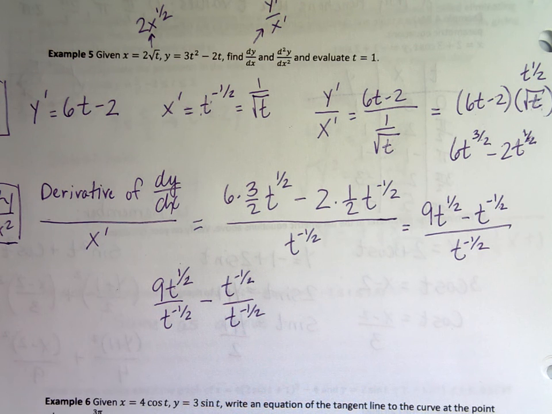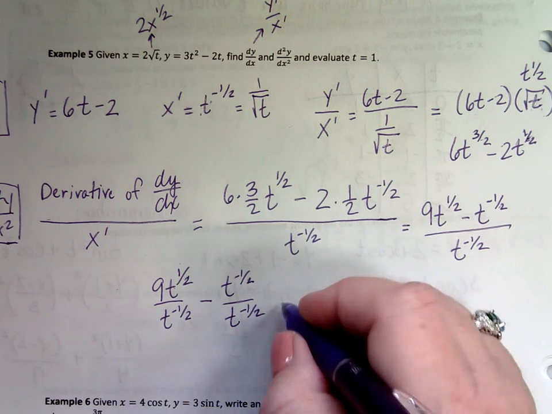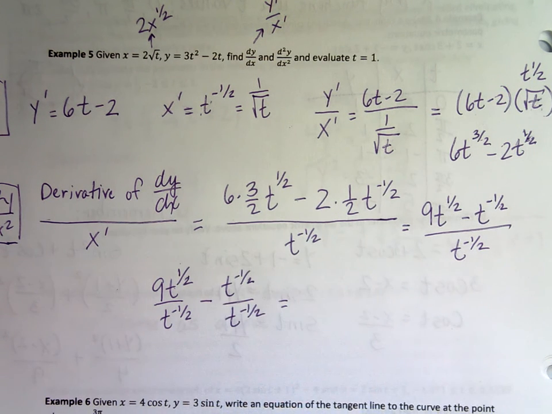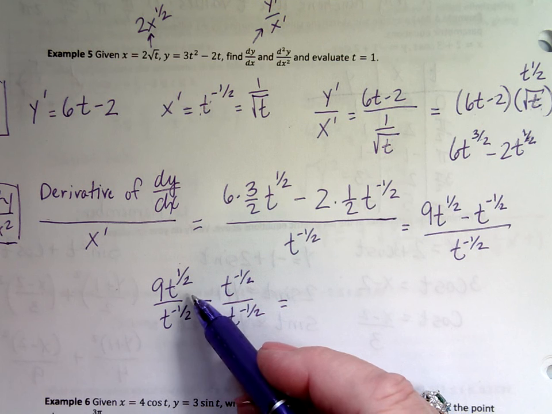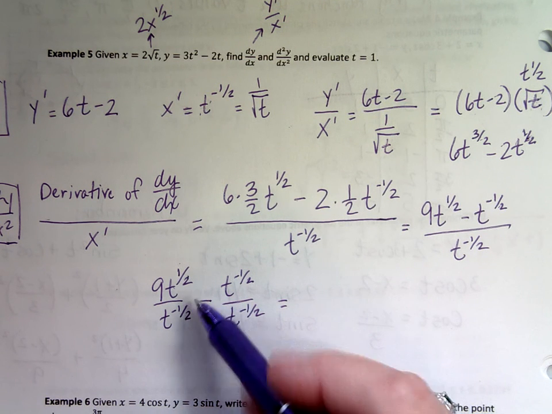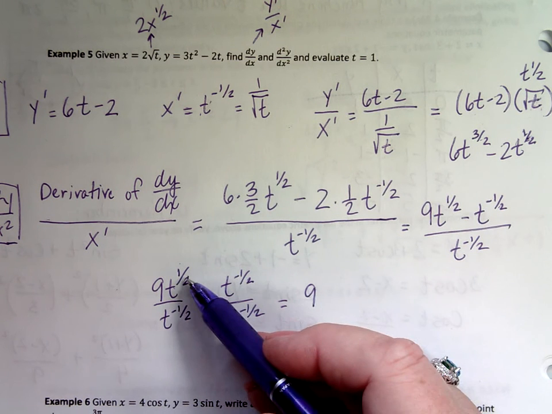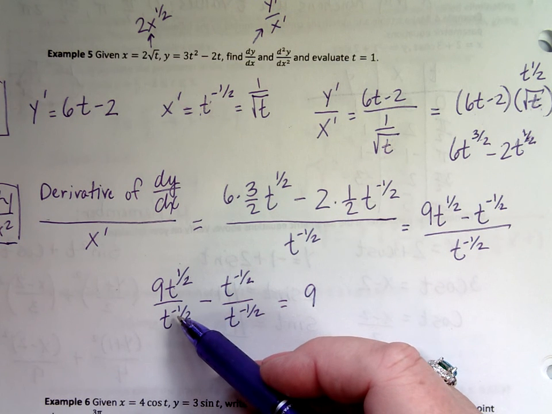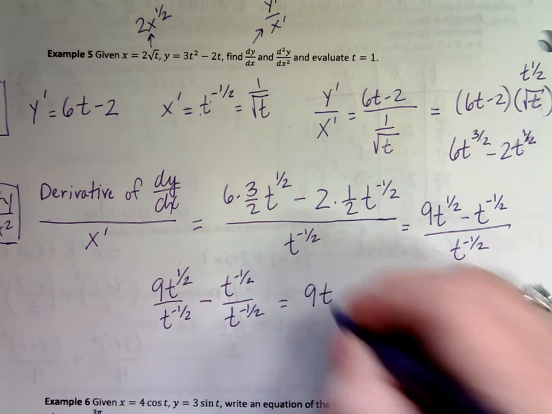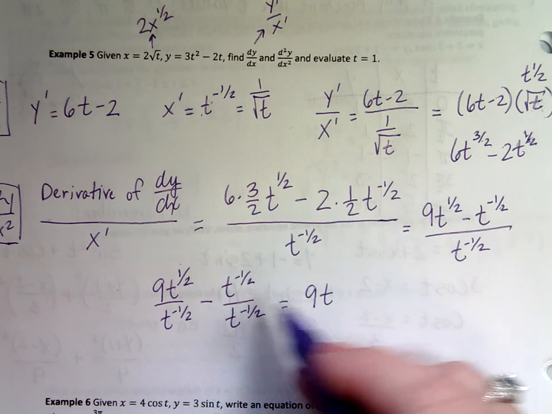Can I make it better? Sure you can. All right, what happens with my powers when you're dividing? You subtract them, right? So you end up with t, the 9 stays 9. You got a 9. 1/2 minus a negative 1/2 gives me just a t to the first. And t to the negative 1/2 over t to the negative 1/2, well, that's just a 1.